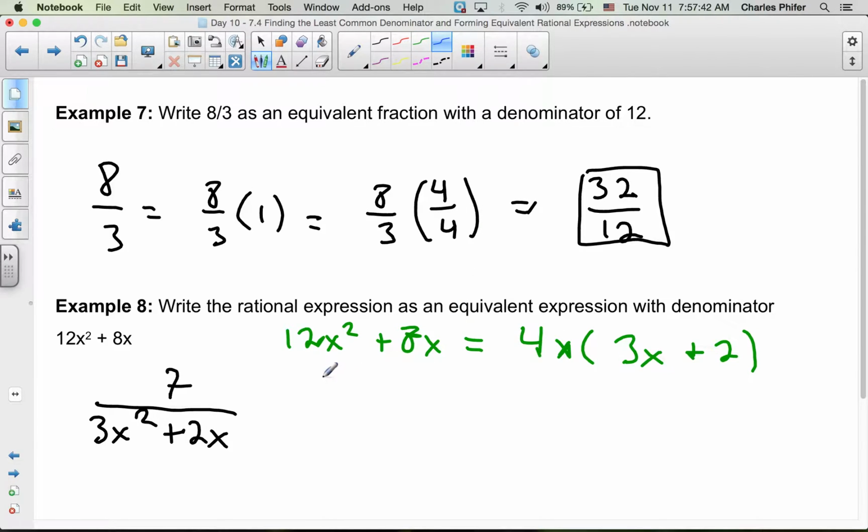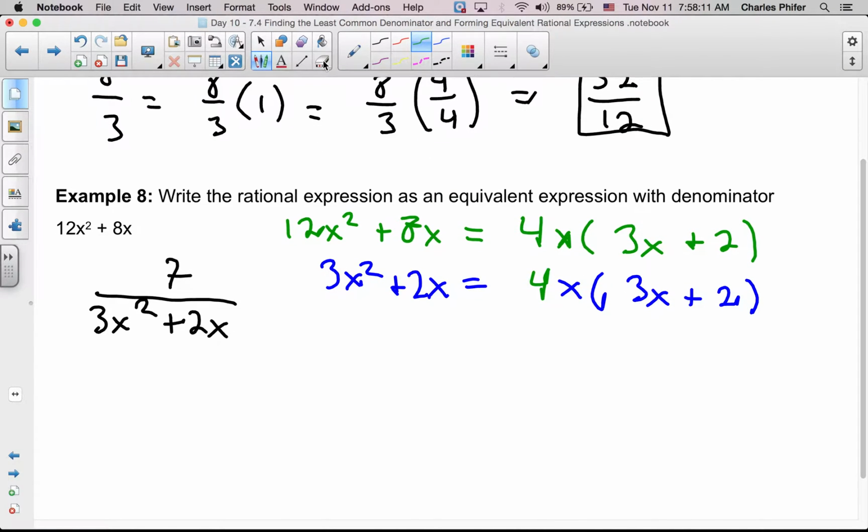Okay. So then let's factor our denominator. We have 3x squared plus 2x. We can factor out an x. So then we have x times 3x plus 2. So essentially these are the same. The only difference is we need to multiply the blue one by 4. And this parenthesis is not a 6. It's just an ill-drawn parenthesis. So we need to rewrite this. Basically we need to multiply the top and bottom by 4. So then we should get this denominator.